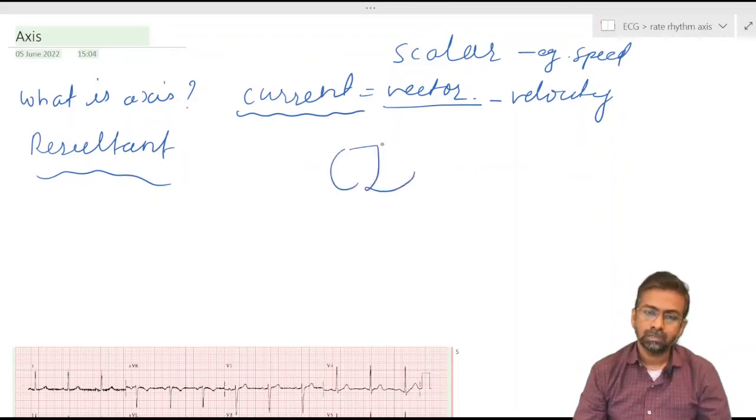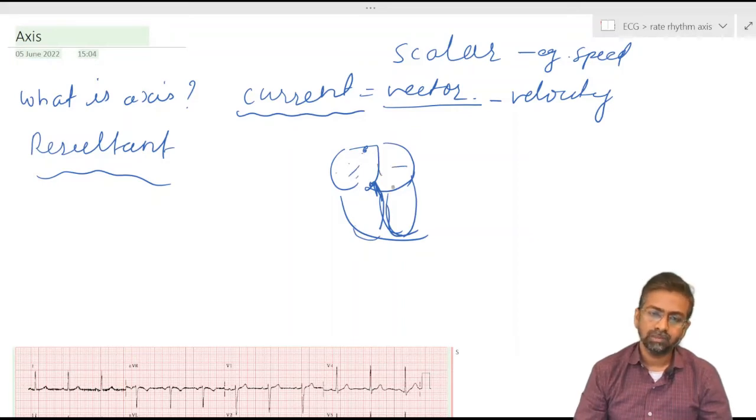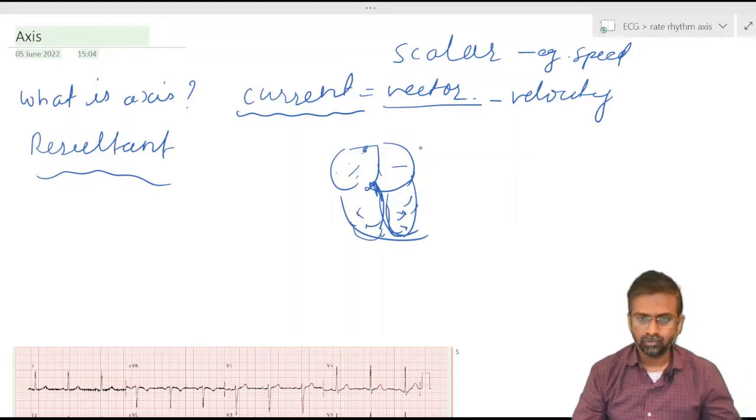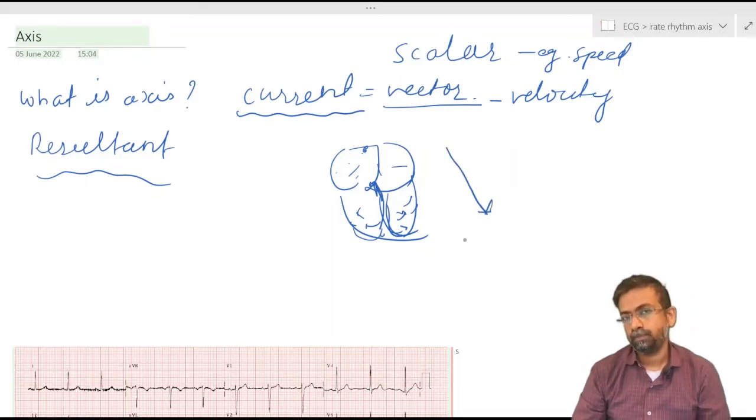Suppose this is a heart, here is a SA node, here is a AV node, then there is a bundle of His, right and left bundle, Purkinje fiber, and there is first atrial depolarization, then ventricular. So current flows in various directions here. So what you need to do is you add up all this current and you try to find out one single direction and one single magnitude.